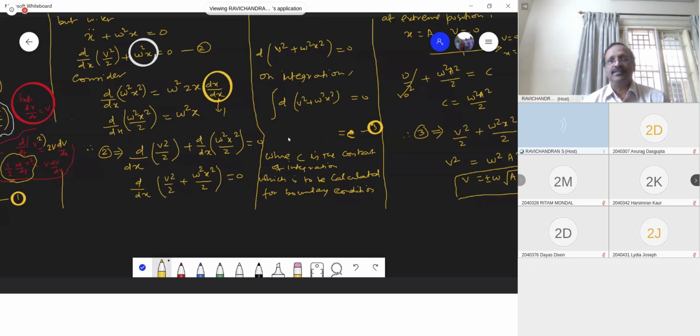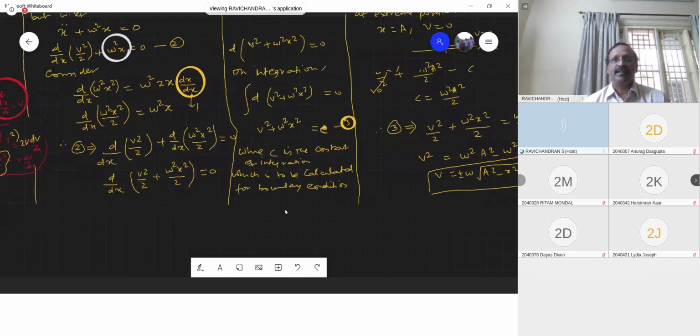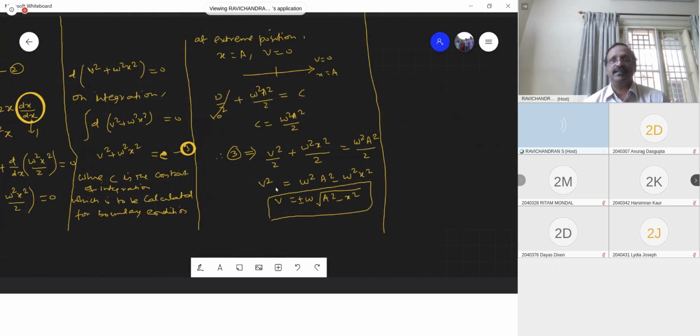I get v square plus omega square x square plus c. The term c will come here, where c is the constant of integration. Then I bring it to the other side here. When at the extreme position, so I told you this is to be calculated for the boundary condition.